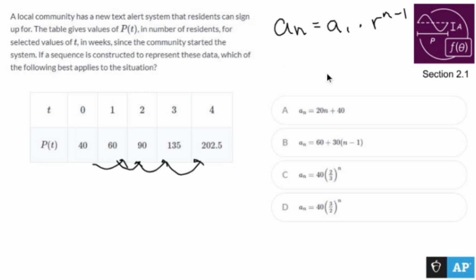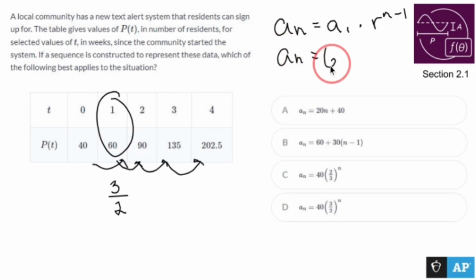Let me see. I determined that the common ratio is 1.5, but they want us to write it out as 3 over 2. The first term is actually 60. So a sub n equals 60 times 3 over 2 to the n minus 1. Which is neither of those. So it's definitely not you and it's definitely not you. So my job is to now figure out which one of these is that.